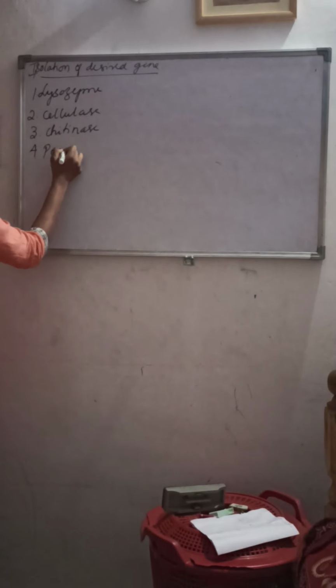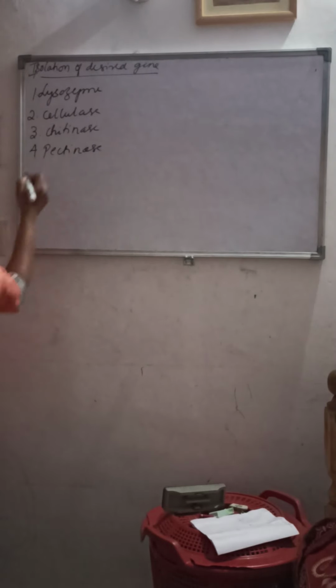So what are the enzymes that are used for the isolation of desired DNA? That is the role of enzymes like lysozyme, cellulase and chitinase, and even one more enzyme called pectinase. All these are being used in genetic engineering.